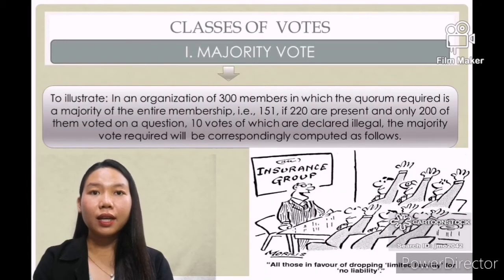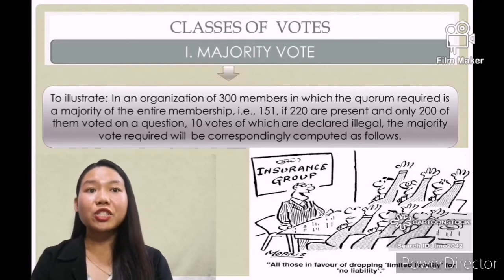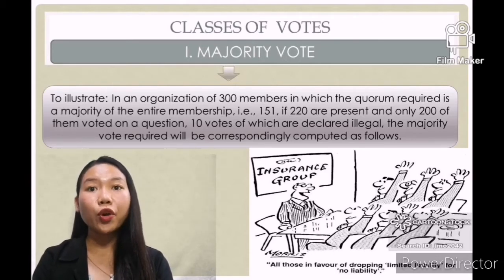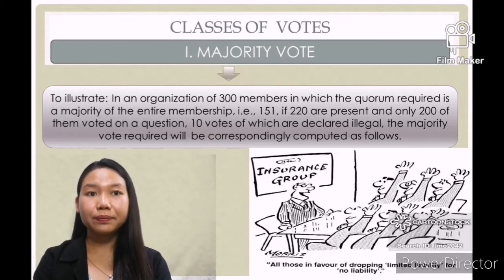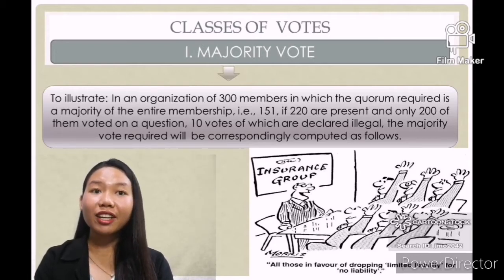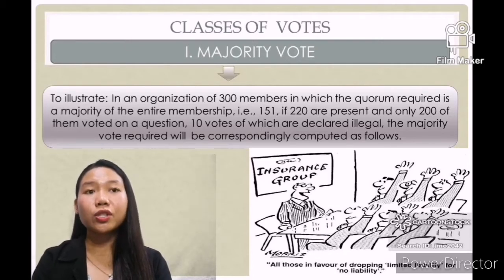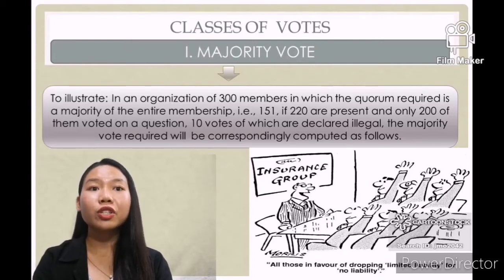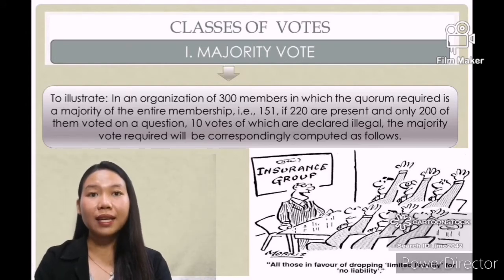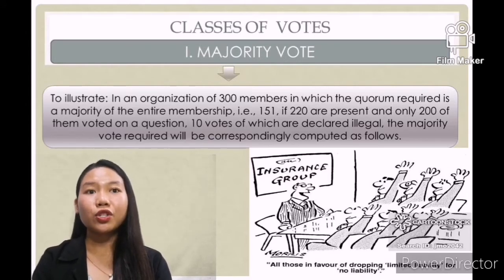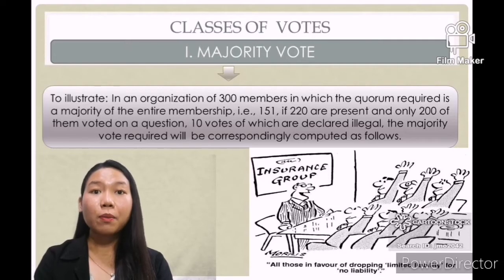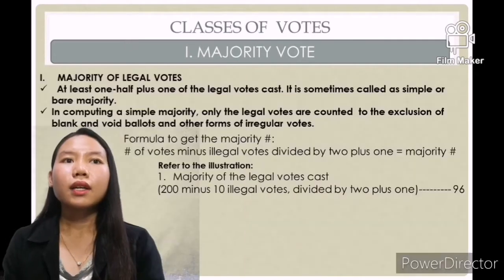For example, in an organization of 300 members in which the quorum required is a majority of the entire membership, which is 151. Of the 300 members, 220 are present. Of the 220, there are only 200 of them voted on a question, and 10 votes which are declared illegal. The majority vote required will be correspondingly computed as follows.